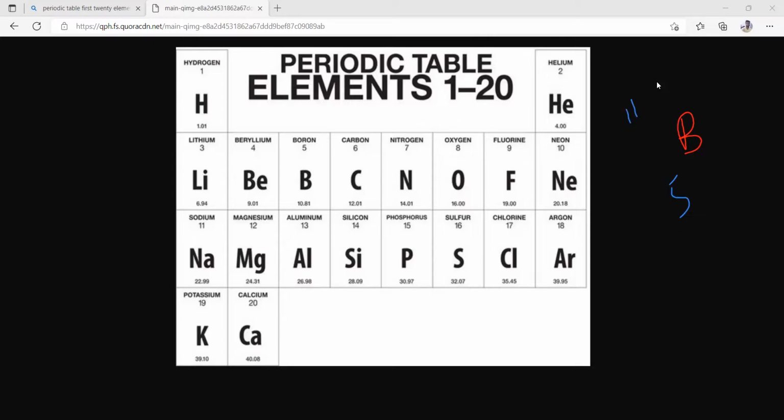Right, very good. 5, 11. So now you tell me how many protons are there? 5. Electrons? 5. Neutrons? 6. Electronic configuration? 2, 3. Okay, right. Boron belongs to which group? Third group. Okay, which period? Second period. Right, okay. So very good. You are clear with this one.